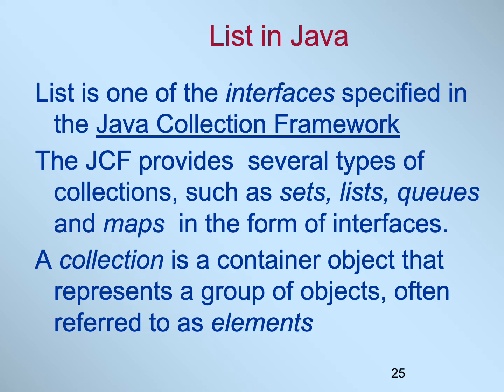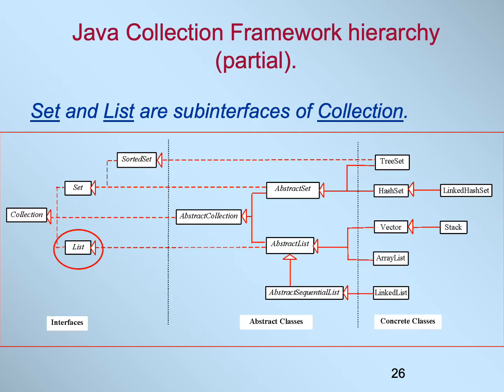List is one of the interfaces specified in the Java collection framework. The JCF provides several types of collections such as sets, lists, queues, and maps in the form of interfaces. A collection is a container object that represents a group of objects, often referred to as elements. This figure shows the Java collection framework hierarchy. You can refer to the Java API for the whole hierarchy. From here, you can see that set and list are sub-interfaces of collection. In the concrete classes, we have Vector, ArrayList, and also LinkedList.